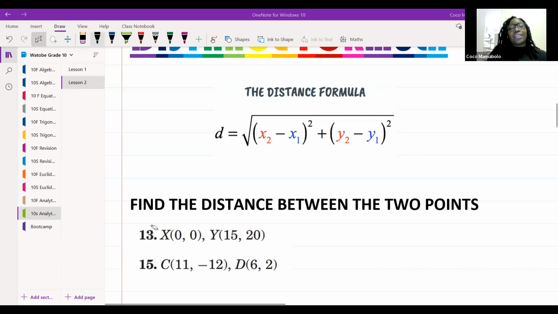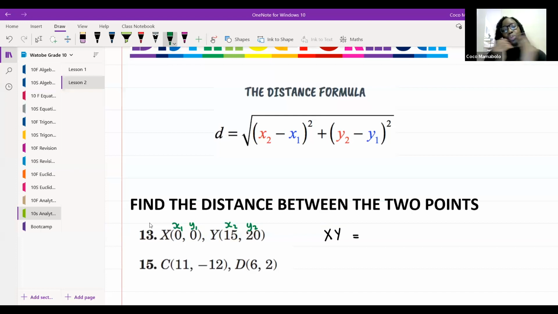Now, I want everybody to have a look at this question on the screen here. I want to find the distance of XY. And we are going to name these. I'm going to name this one x1 and y1, and I'm going to name this one x2 and y2. Those of you who know what to do should already be firing, like just going.